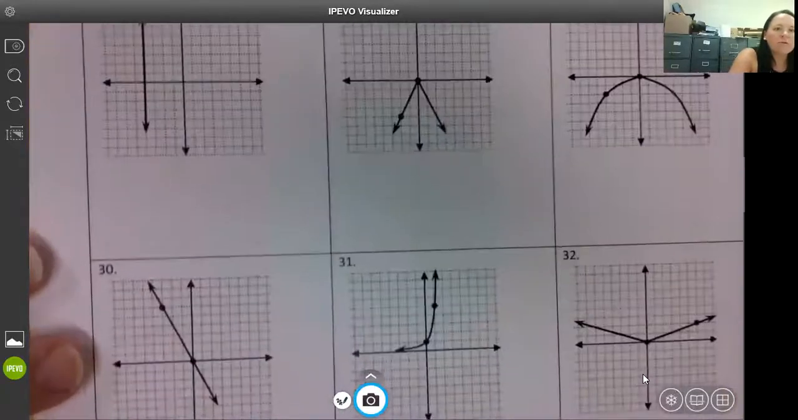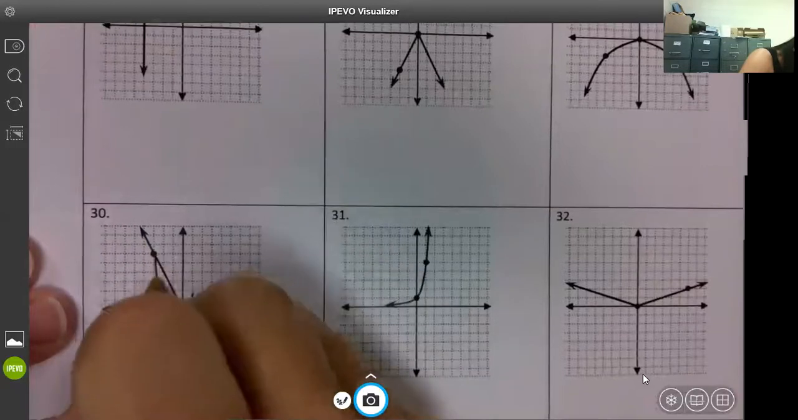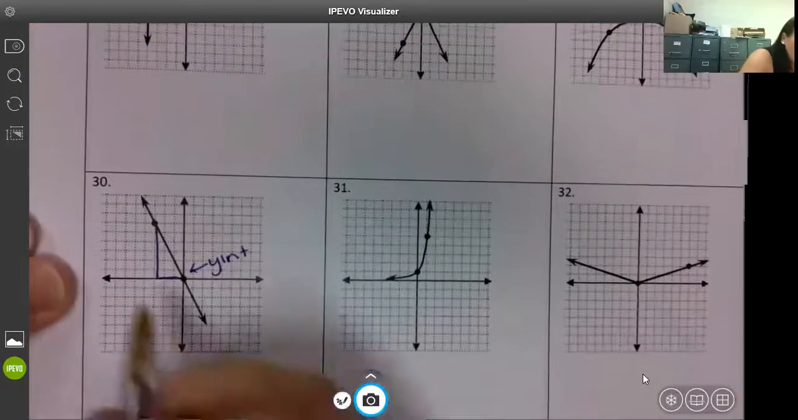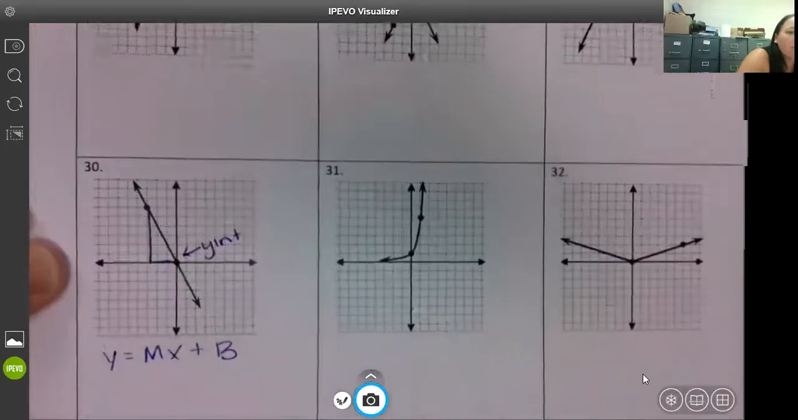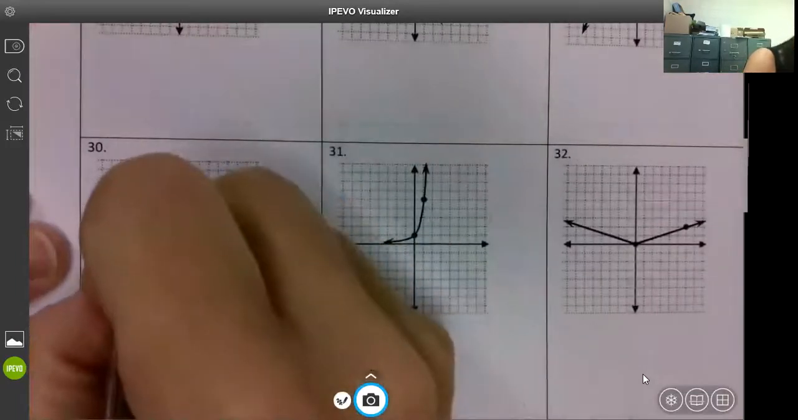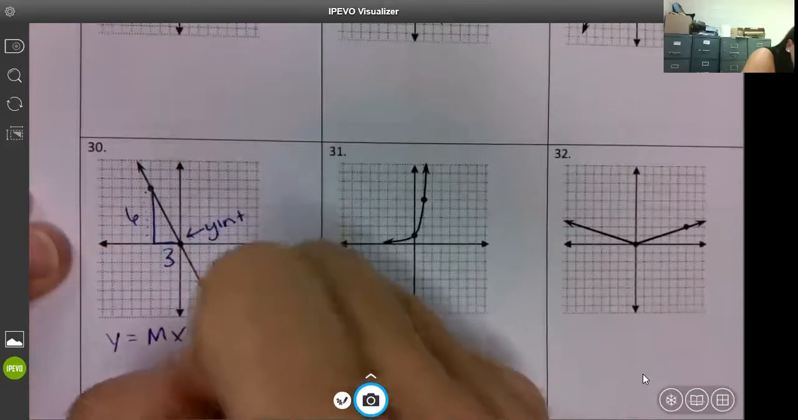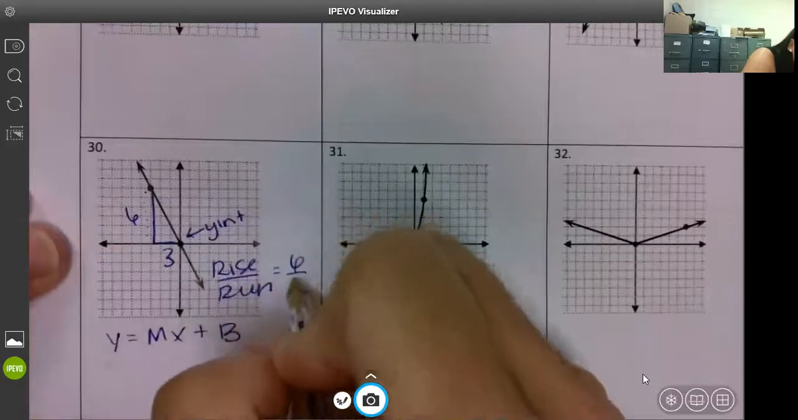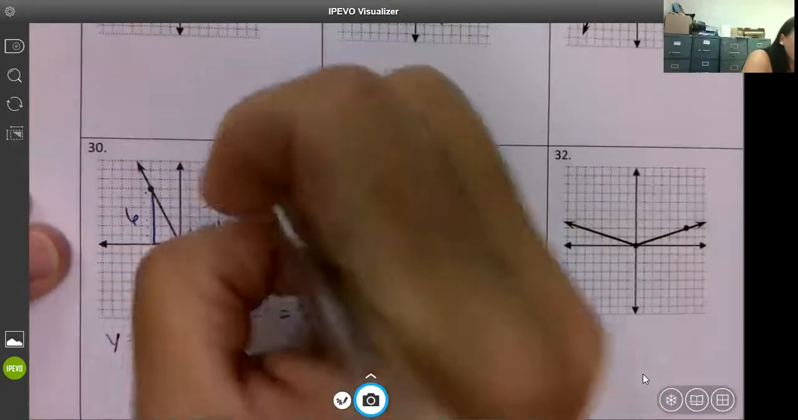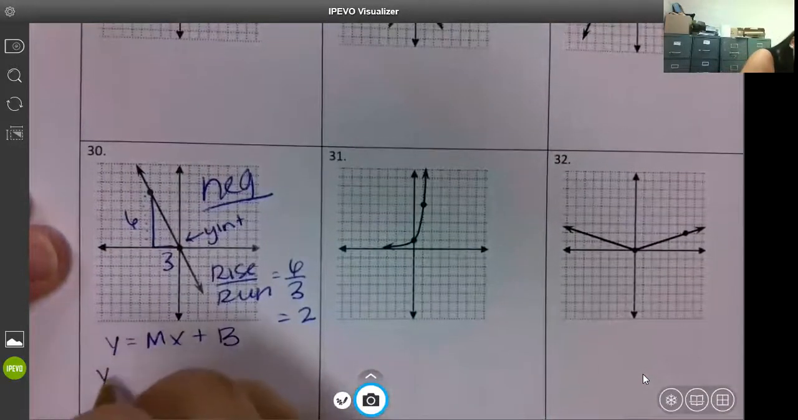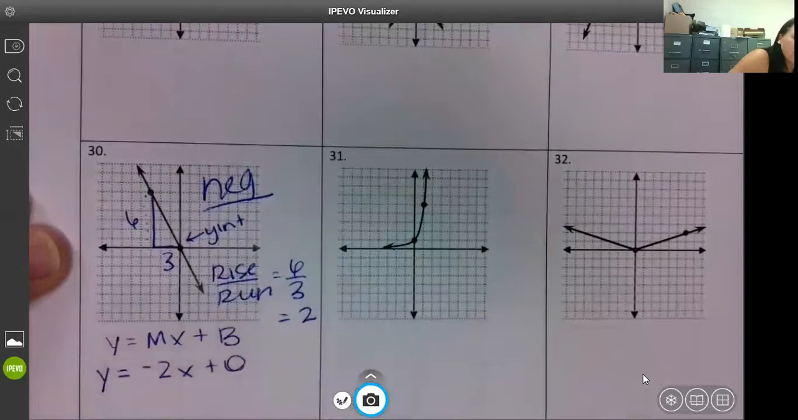Right here, number 30. So this is your y-intercept. And then you do your slope by rise over run. So y equals your slope x plus b. Your rise, 1, 2, 3, 4, 5, 6, and run 3. Your rise over run is 6 over 3, or 2. And this is a negative graph, so your slope should be negative. So y equals, our slope was 2, it should be negative, and our y-intercept was 0.